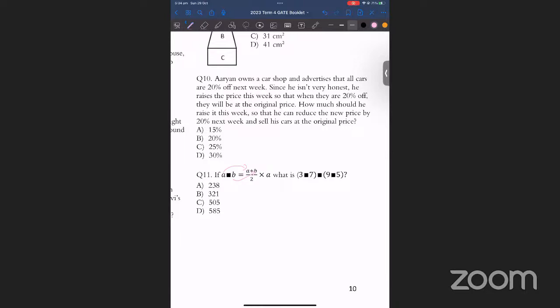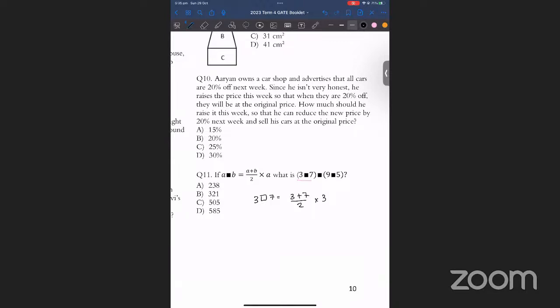All right, cool. So as I was explaining before, whenever you see a square, the question is basically saying you take the left number, you add it to the right number, and then you divide by 2, and you multiply by the left number again. So how does it look in this context? So 3 box 7 becomes 3 plus 7 divided by 2 multiplied by 3. Do you get it?